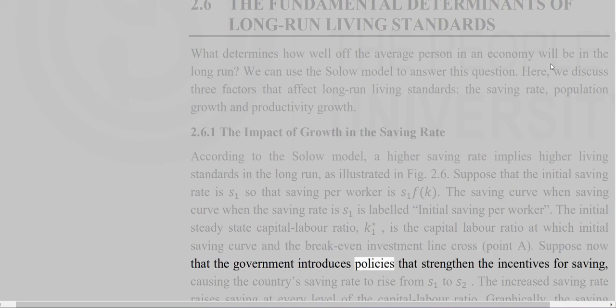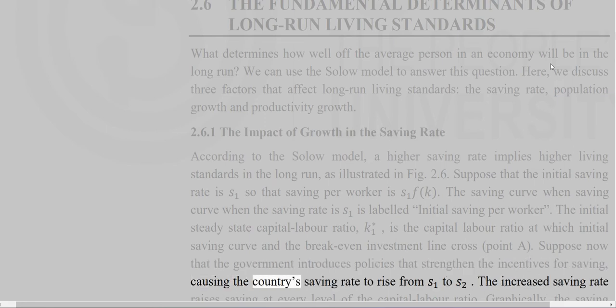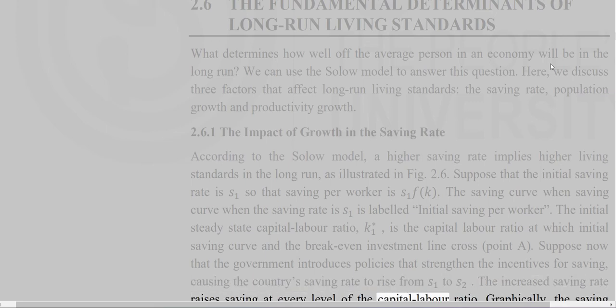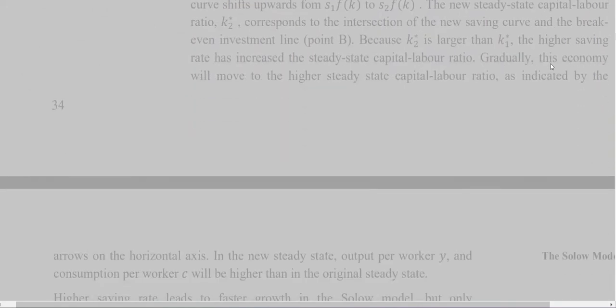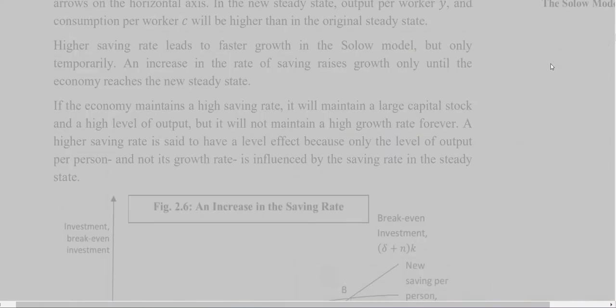Suppose now that the government introduces policies that strengthen the incentives for saving, causing the country's saving rate to rise from s1 to s2. The increased saving rate raises saving at every level of the capital-labor ratio. Graphically, the saving curve shifts upwards. The new steady-state capital-labor ratio, k2*, corresponds to the intersection of the new saving curve and the break-even investment line, point B. Because k2* is larger than k1*, the higher saving rate has increased the steady-state capital-labor ratio. Gradually, this economy will move to the higher steady-state capital-labor ratio, as indicated by the arrows on the horizontal axis.